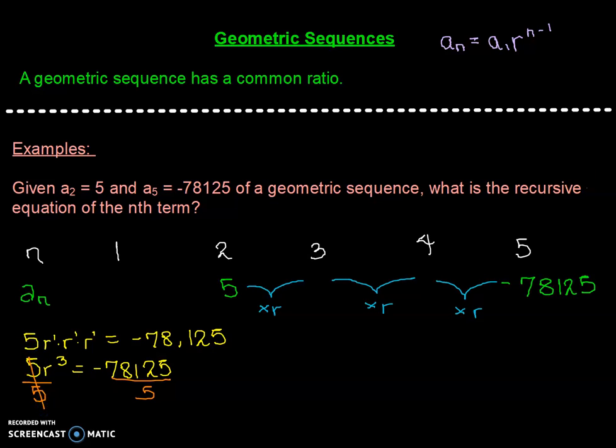I'm going to solve for the common ratio for this sequence by dividing both sides by 5. And r to the third power would give you negative 15,625. Now, I need to get r by itself.